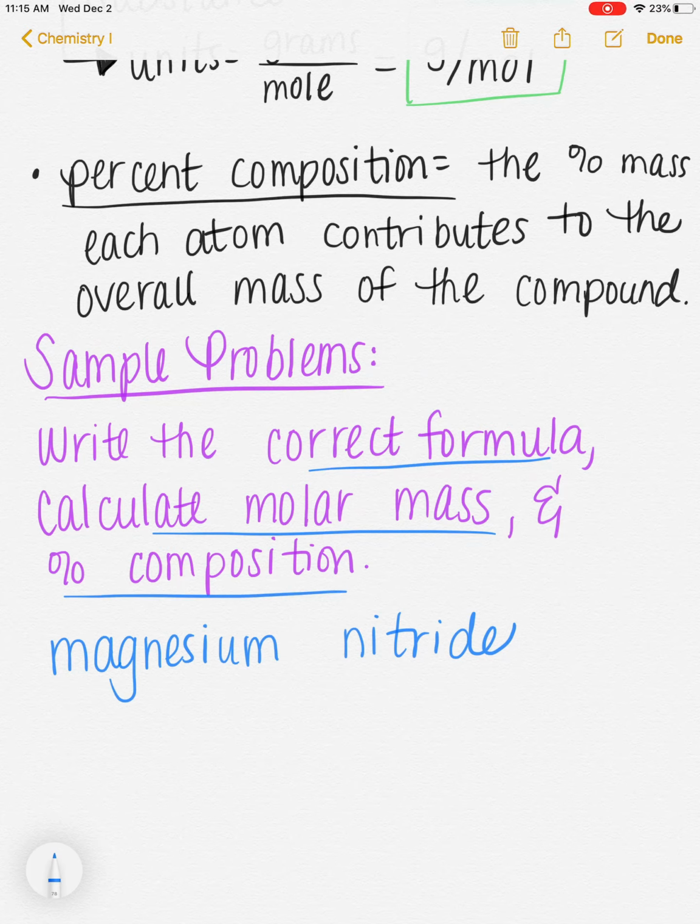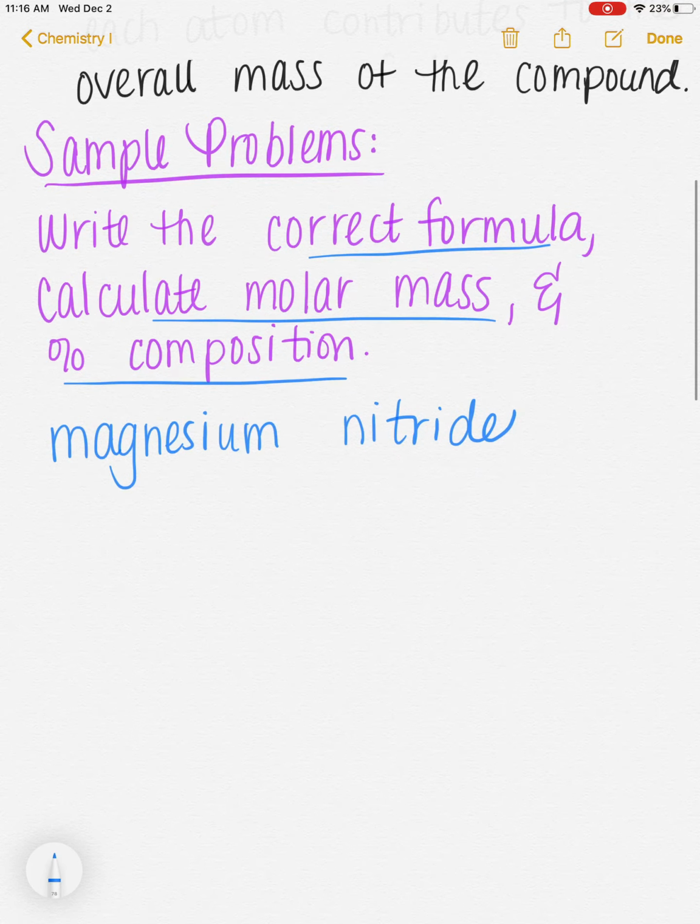Chemistry is a class that really builds on itself. We have spent the last several days and weeks working on how to correctly write formulas, because if you can't write the correct formula, then finding the molar mass and percent composition is going to be difficult for you. So, the first compound that we're working with is magnesium nitride.